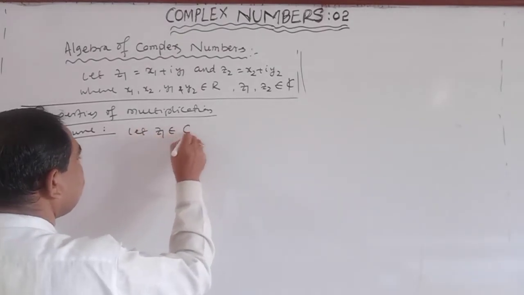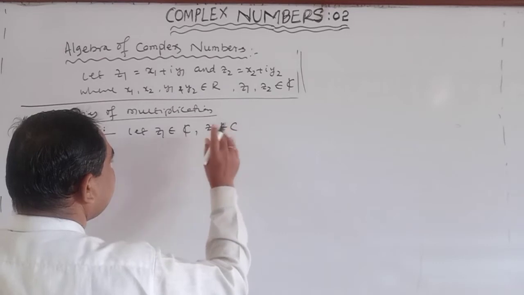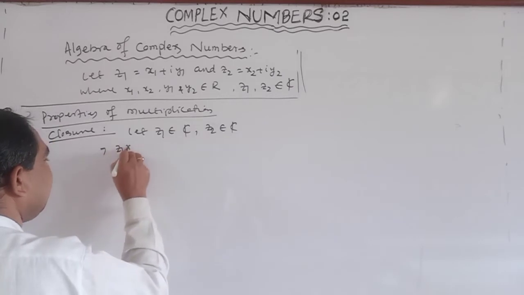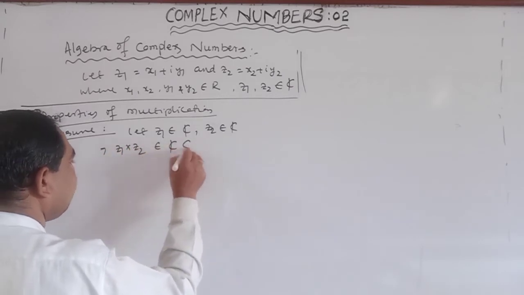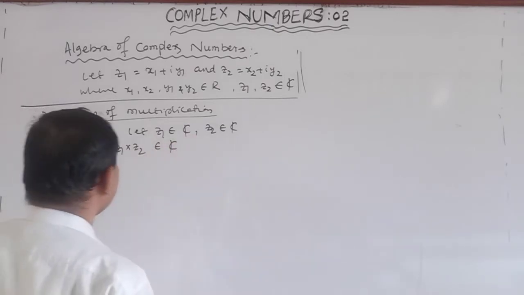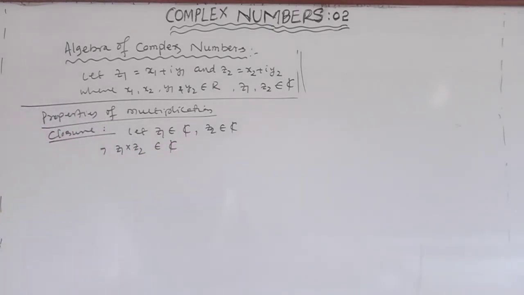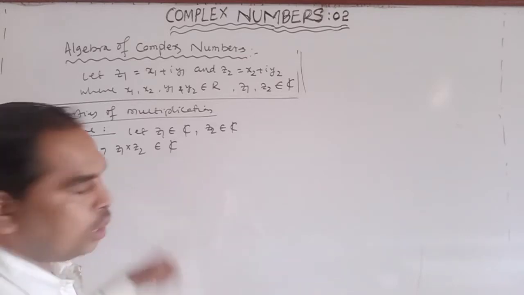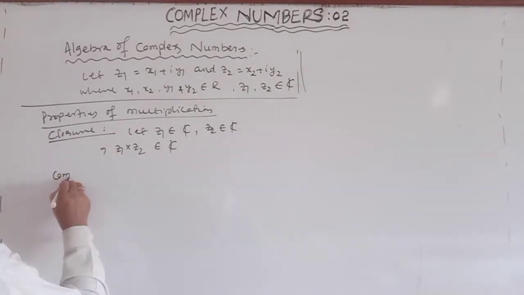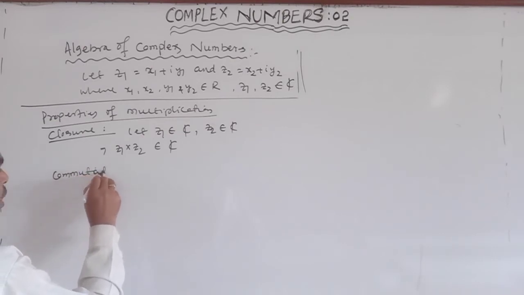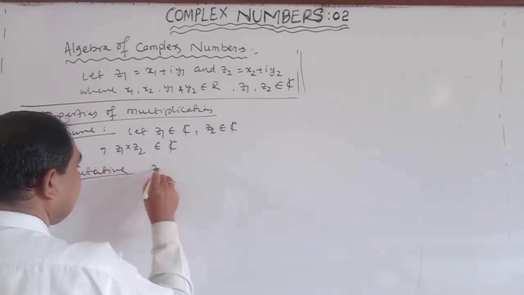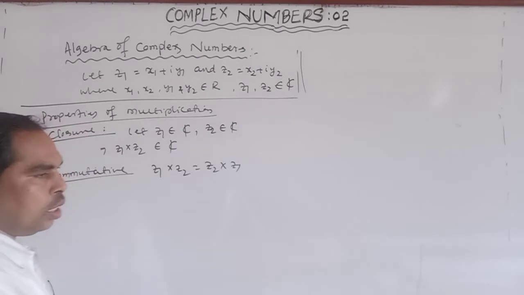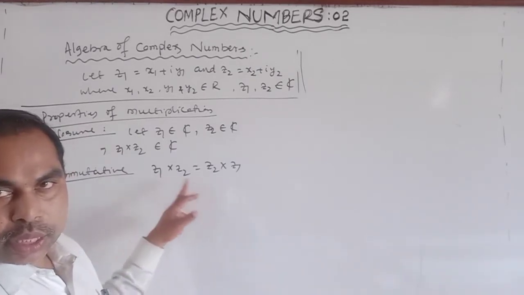Let Z1 belong to C, Z2 also belongs to C. So this implies Z1 into Z2 also belongs to C. Okay, so it is called closure property. Product of two complex numbers is a complex number. Already we checked. Next, commutative. We will satisfy commutative also. Z1 into Z2 is equal to Z2 into Z1.